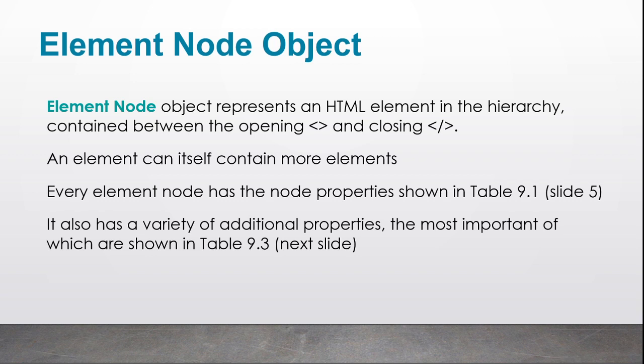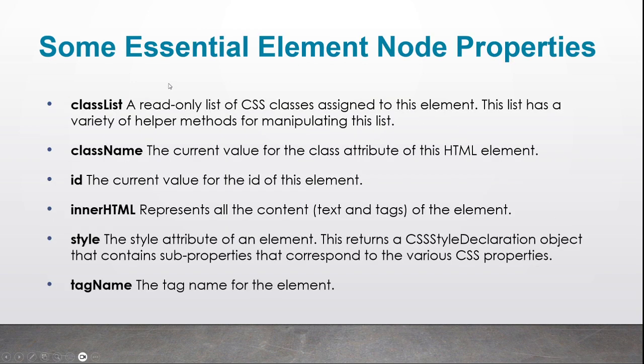Anyways, every element has the node properties. So node name, node type, text content, parent node, if it has anything within it, child node, next sibling. All of those are things that every element node has. There are also extra properties. So let's take a look at some of the essential ones and then some of the extra ones. Okay, so essential element node properties.